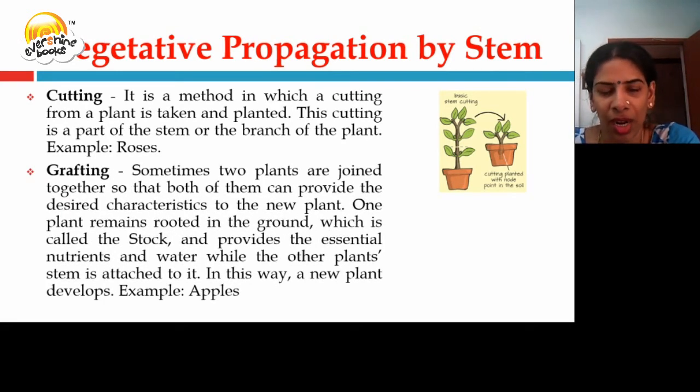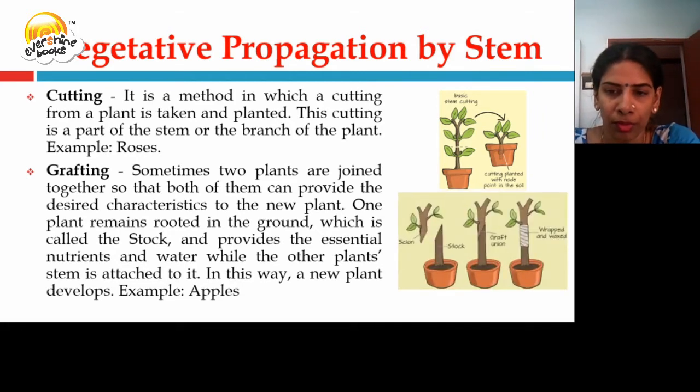Another method is grafting. Sometimes two plants are joined together so that the new one which is formed will have the desired characteristics. One plant remains rooted in the ground. That is called the stock, which provides the essential nutrients and water. The other one is attached to it in another way. It is called the scion. A new plant develops from the graft part.